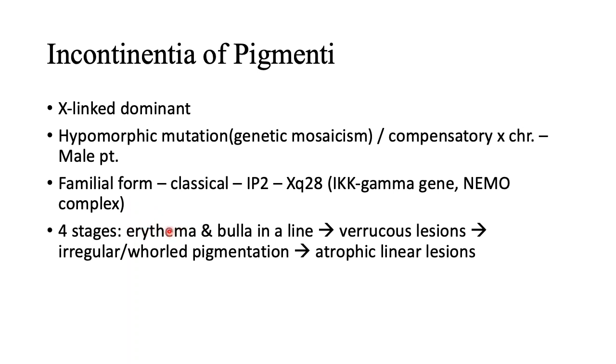The first stage is seen at birth or shortly after birth. The baby is presented with erythema and bullae formed in a line. After 2 months, verrucous lesions develop. After this stage, the lesional area develops irregular pigmentation, which persists for months together, and thereafter they disappear automatically. And in the last stage, atrophic linear lesions are mainly seen in adult females.